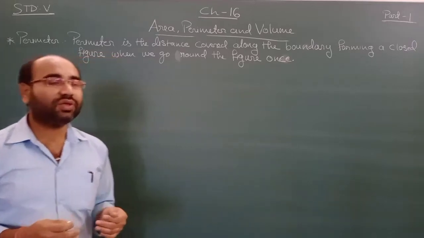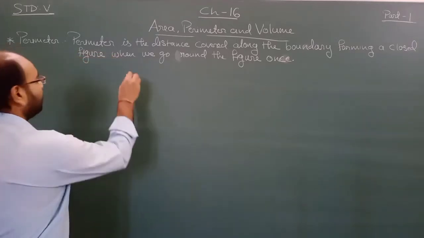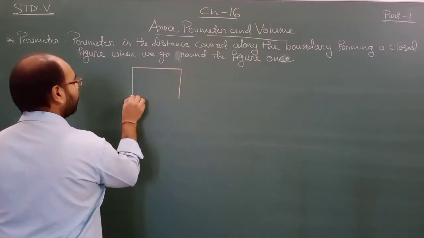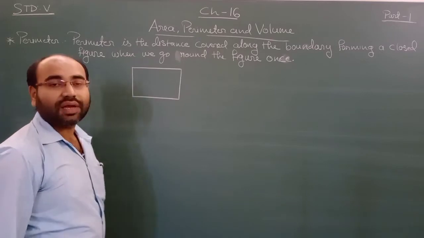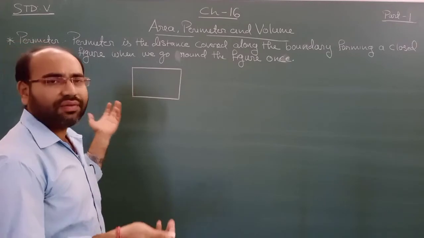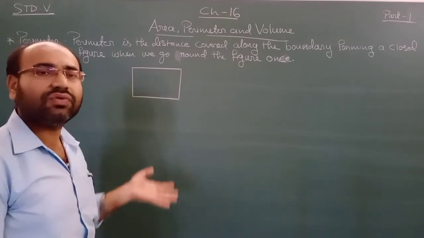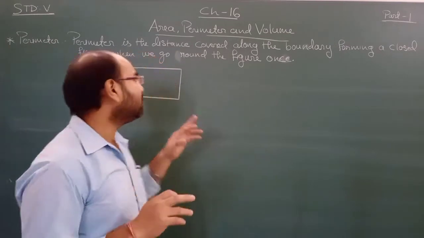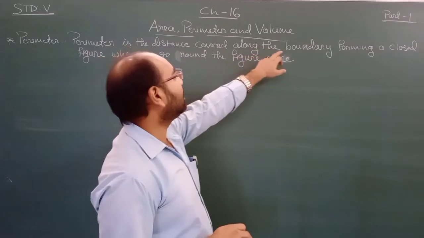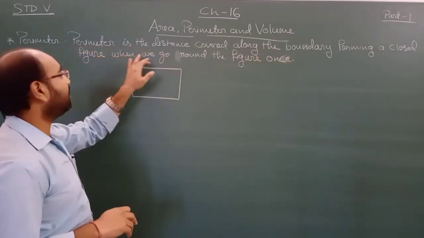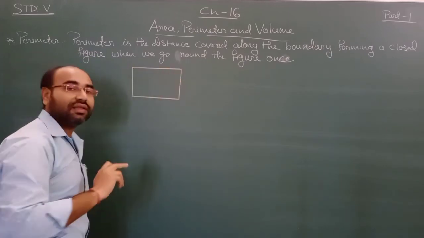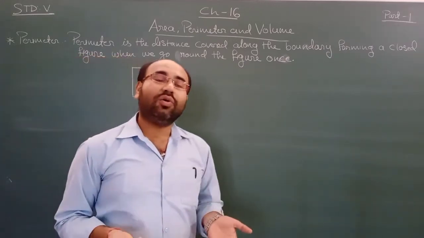Now perimeter means, if one figure is being given and you want to find out its perimeter, then perimeter means all its sides. Any figure can be of 3 sides, 4 sides, 5 sides, but it should be closed. Perimeter is the distance covered along the boundary forming a closed figure when we go round the figure once. When we start from one point and come back to the same point, that gives the perimeter.